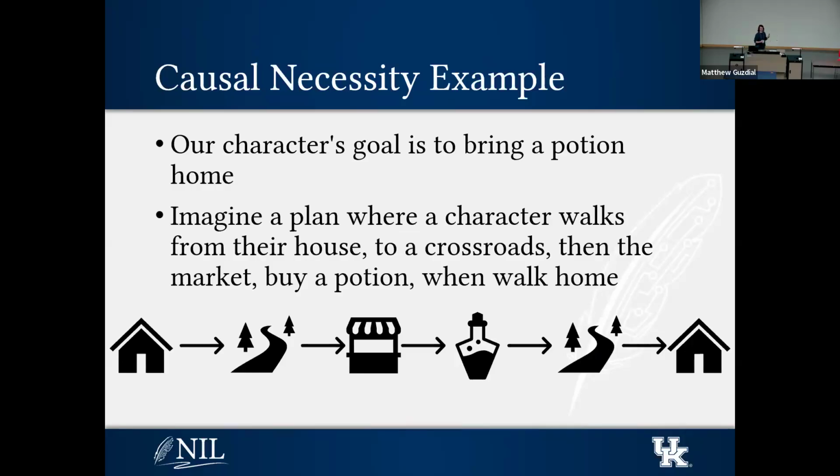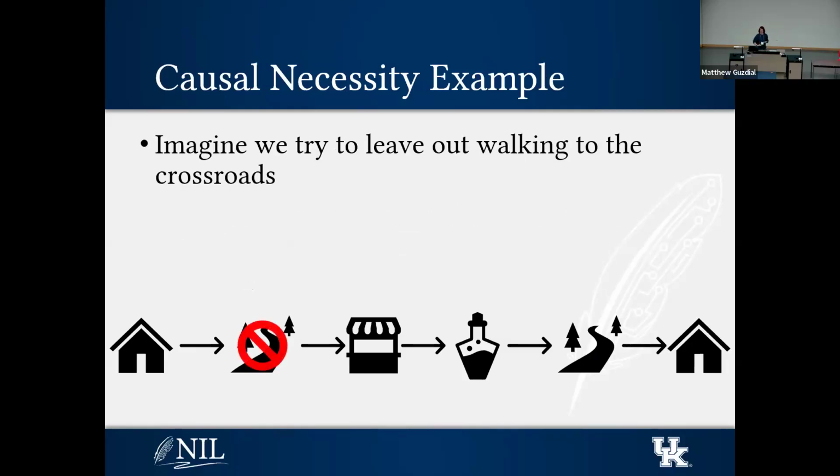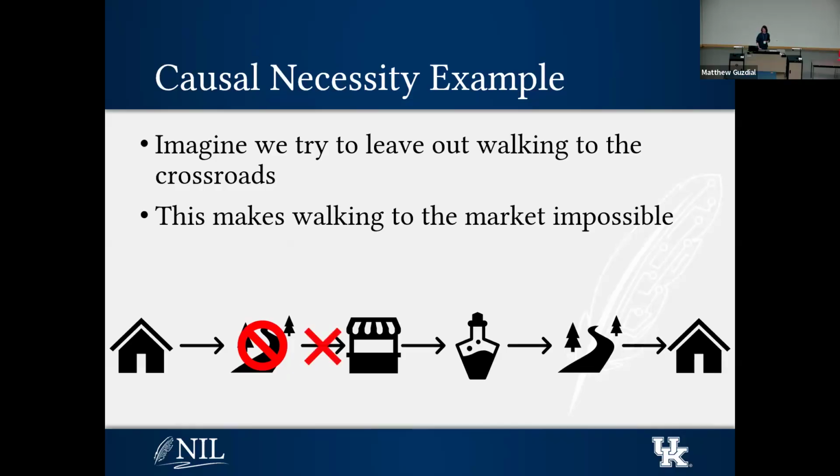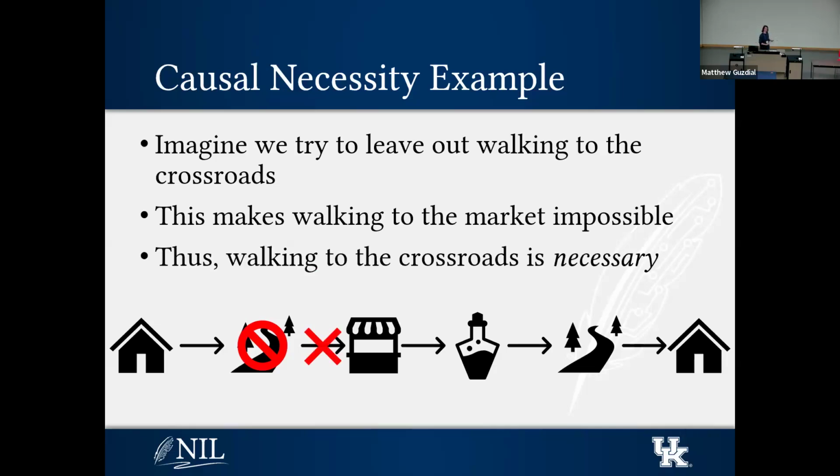So again, bring up the grandma problem. We have a plan where a character walks from their house, buys a potion, then brings it back to their grandma. If we think about leaving out the action of moving to the crossroads, you might notice that this makes walking to the market impossible. We can't walk to the market without going to the crossroads first. So this, by our first part, makes walking to the crossroads a necessary action for this plan.